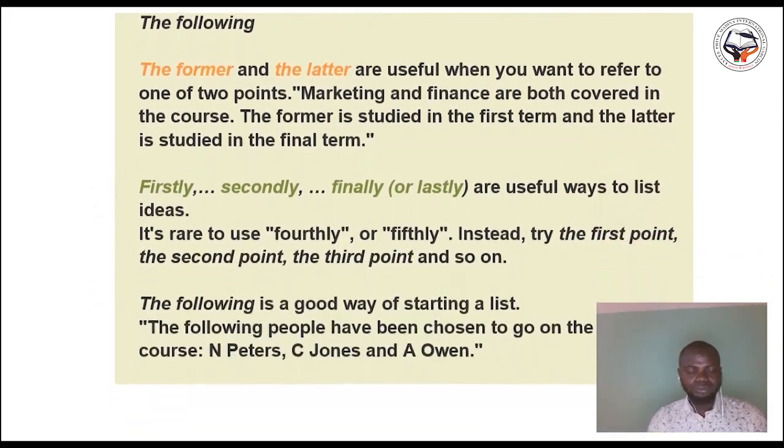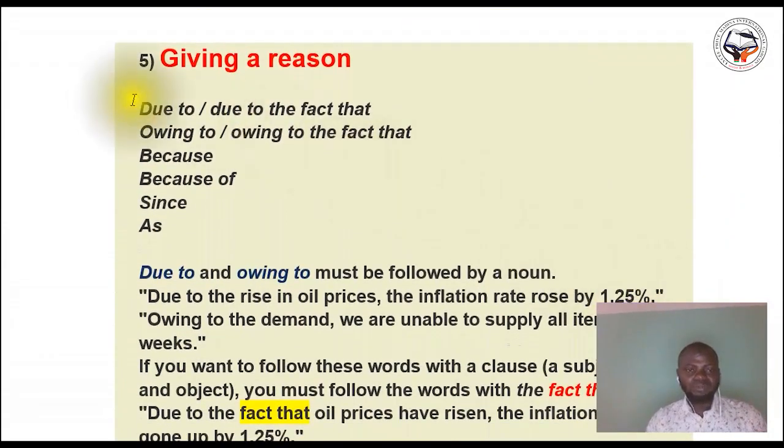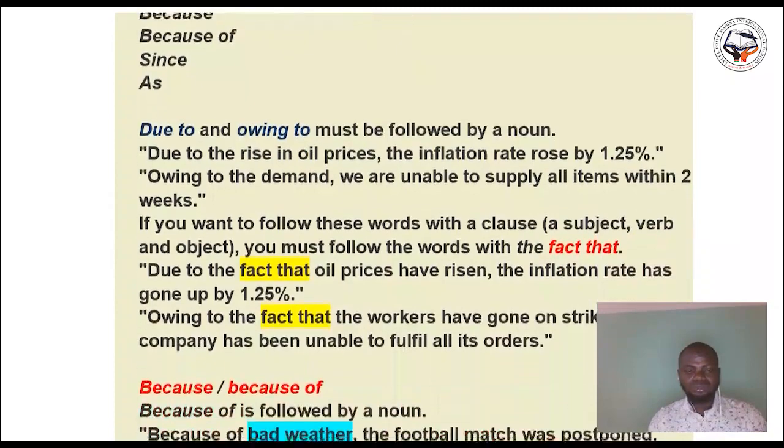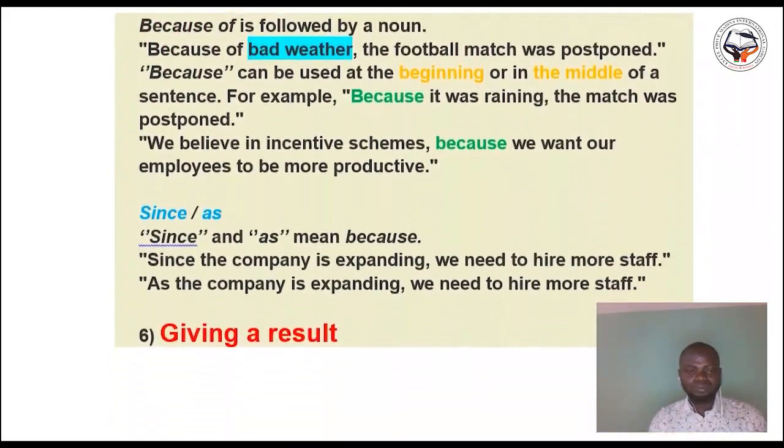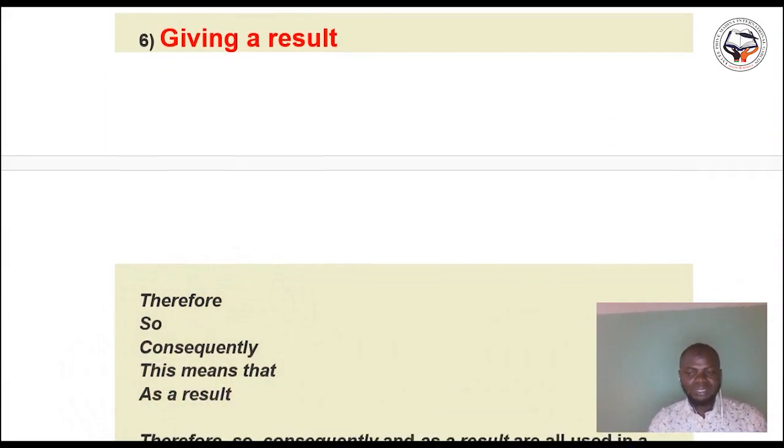We continue. In number five, giving a reason, you have due to the fact that, owing to the fact that, because of, since, as. Let's continue. So in number six, for giving a result, you have therefore, so, consequently. This means that, as a result.